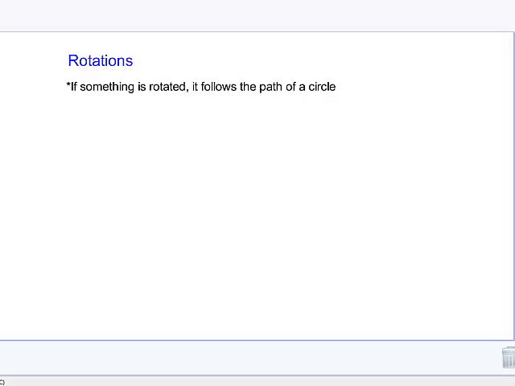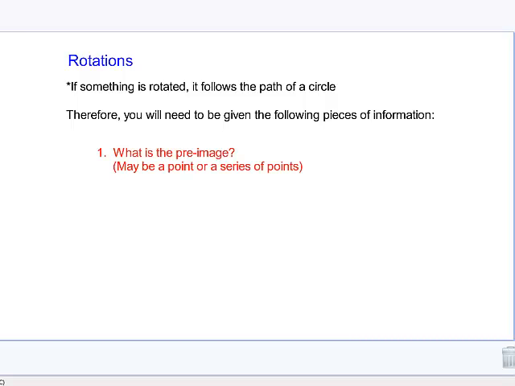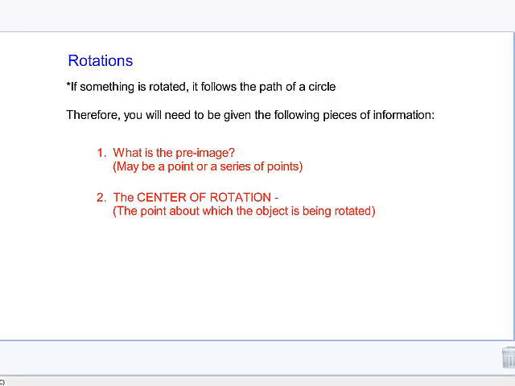Now, in addition to those physical tools that we talked about, you are also going to need to be given certain information in a problem in order to draw a rotation. Three things. First of all, you'll need the pre-image. That might be something as simple as a point or something like a shape. You're also going to need what's known as the center of rotation. That will be the point in the middle of the circle that the object gets rotated around.